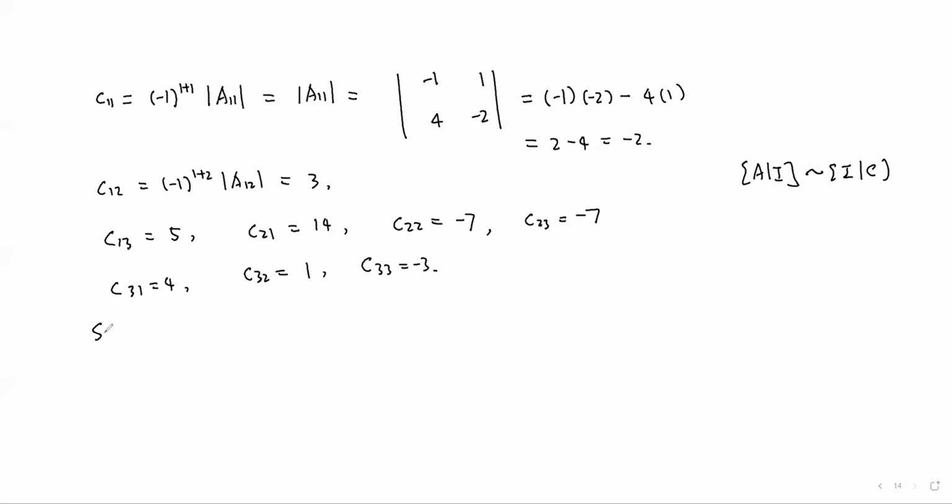So therefore, the matrix of cofactors is this matrix C: C11, -2, then 3, 5, then 14, -7, then 4, 1, -3.